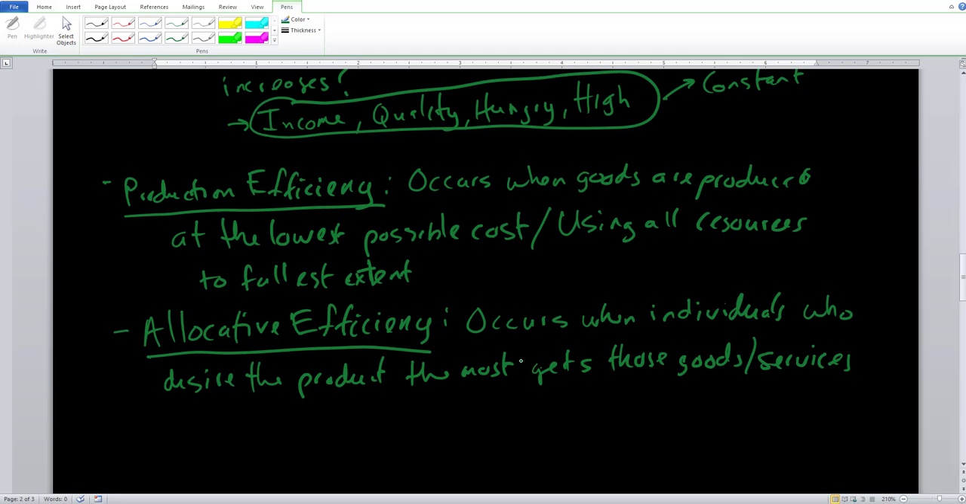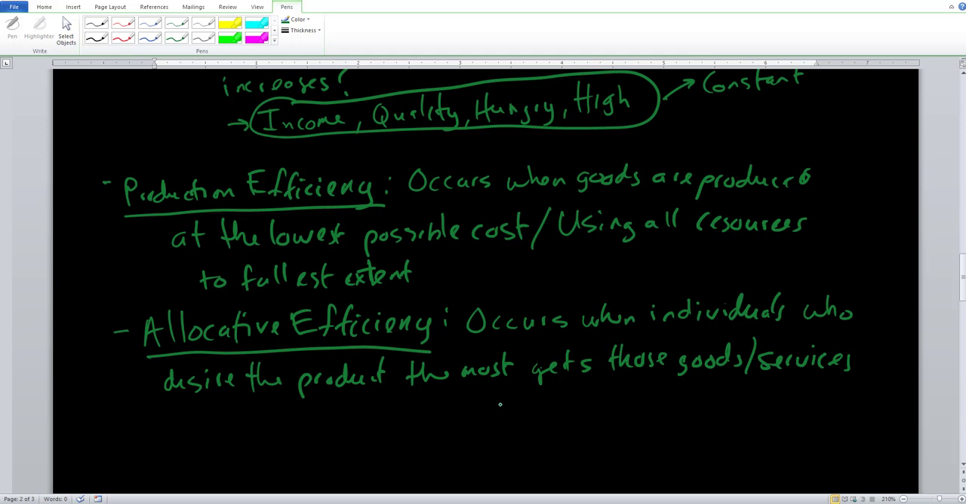In order for us to have allocative efficiency, who should be getting this particular ticket? Well, because I'm the one that said I like the Marlins the most, I'm the one that raised my hand first. I would be the one to get this ticket. Because I desire the product the most and I am getting this good, we have achieved allocative efficiency with this one ticket.